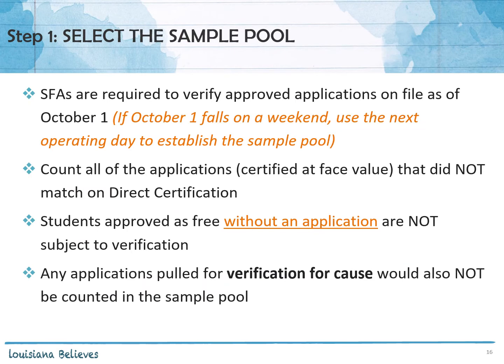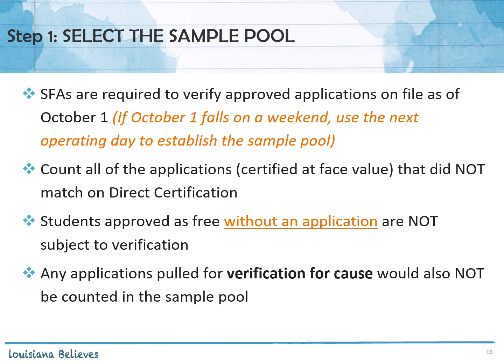The sample pool uses the total number of applications on file as of October 1st of the current school year. The sample pool depends on the number of approved applications, including paper and electronic applications. The sample pool is not based on the number of children eligible for free and reduced price benefits, as some eligible students will have established eligibility through the direct certification process and will not have an application on file.